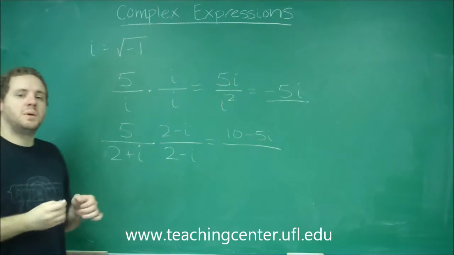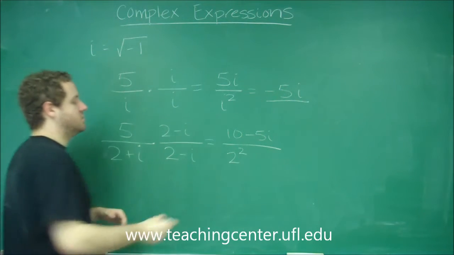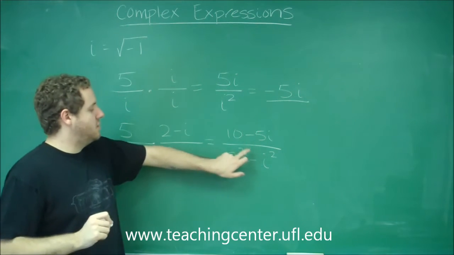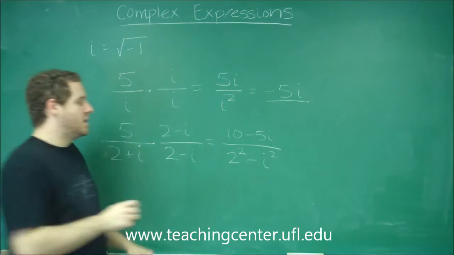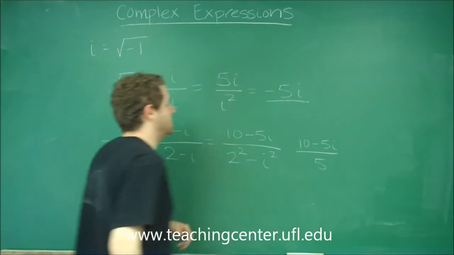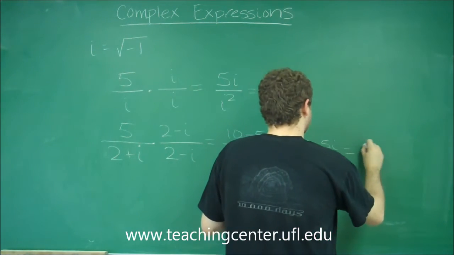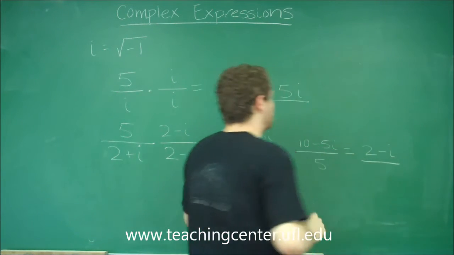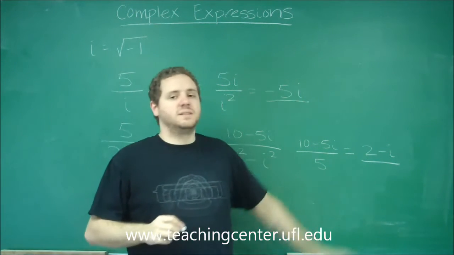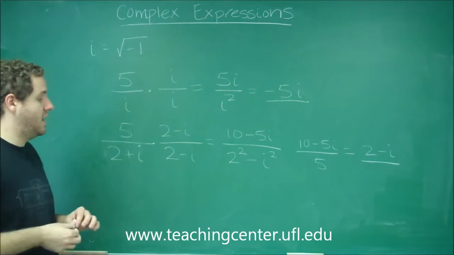On the bottom, whenever you multiply by the conjugate, you always get the first term squared minus the second term squared, which in this case is i. So here you can see we get 2 squared, which is 4, minus i squared is -1, so we get 4 plus 1, which gives us 5. And finally, we can reduce everything here by 5, and we get 2 minus i. So 2 minus i is equivalent to 5 over 2 plus i, but this is the rationalized version. So that's how you go about rationalizing things with i's in the denominator.